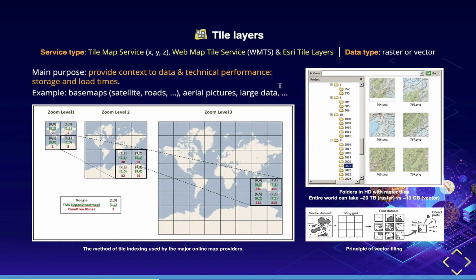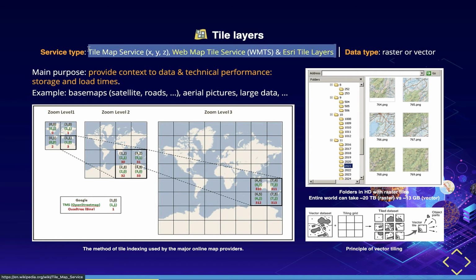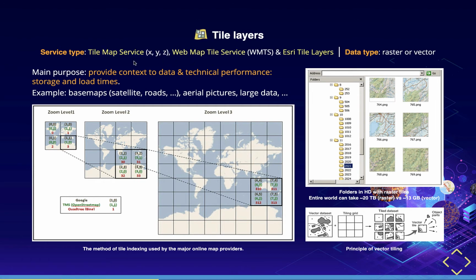So this idea of tiles has been used by many companies, and there are different formats that you can use, like the tile map service, which uses the X, Y, and Z parameters to refer to the XY of the tile and the Z for the zoom level, as you see here. We are splitting this cell on this bigger grid, and again, this cell on this grid. This way we are splitting the information and we are able to serve the data to clients.